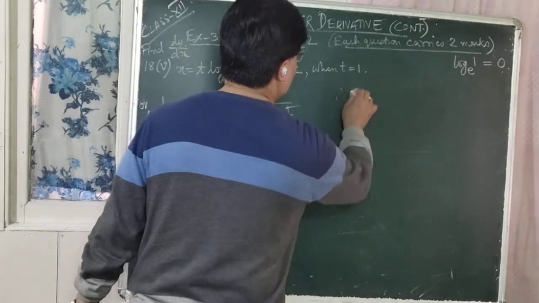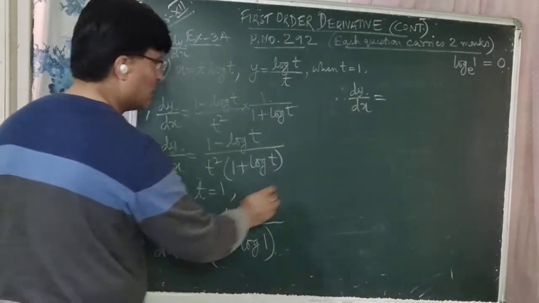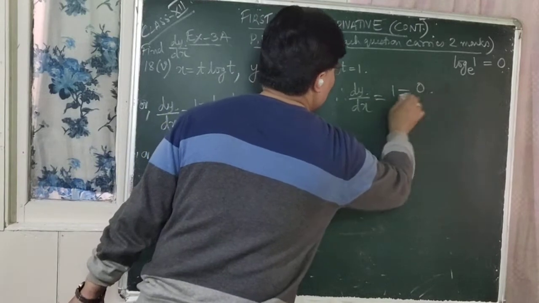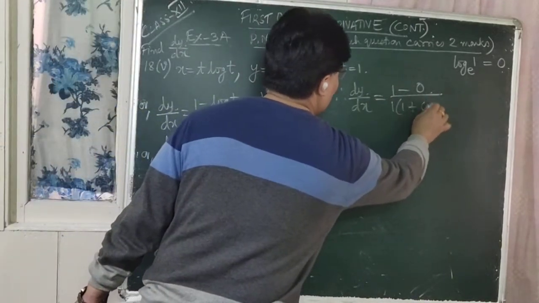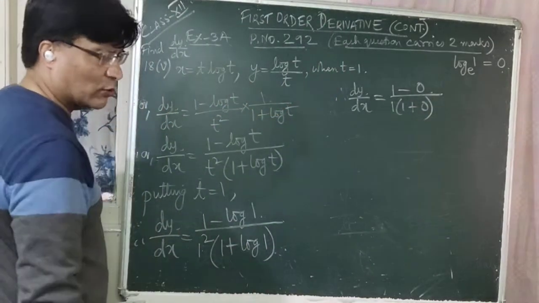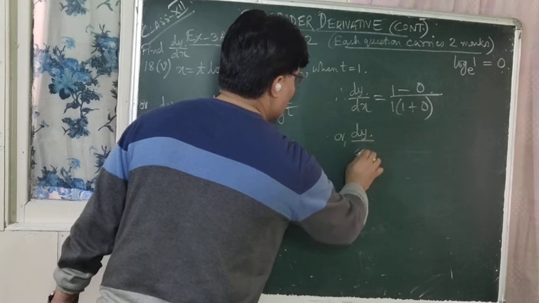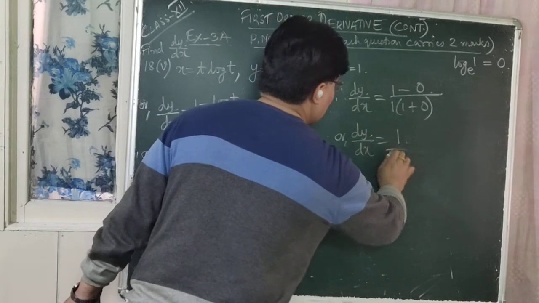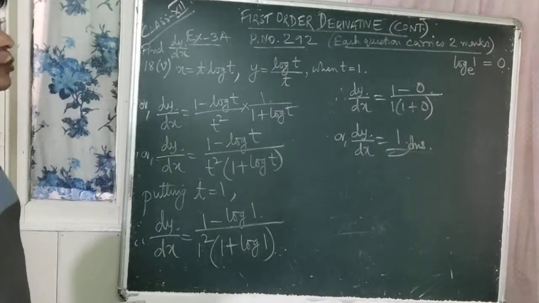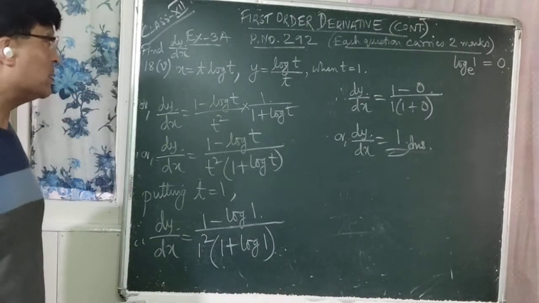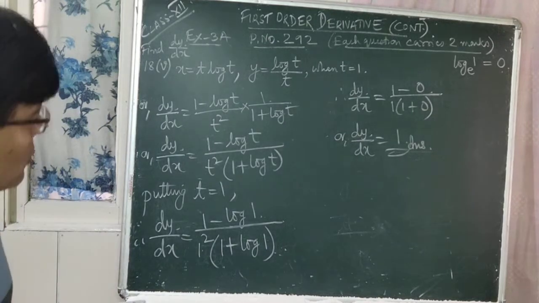So therefore dy by dx is equal to 1 minus, you know that log 1 is 0, divided by 1 square is 1, within bracket 1 plus log 1 which is always 0. If you simplify it, what will be the value for dy by dx? dy by dx is equal to 1 upon 1, which is equal to 1. So the value for dy by dx is equal to 1. Now we'll do the next question.